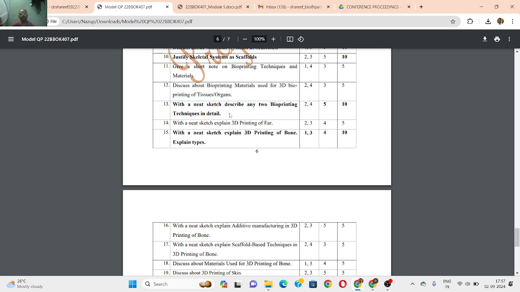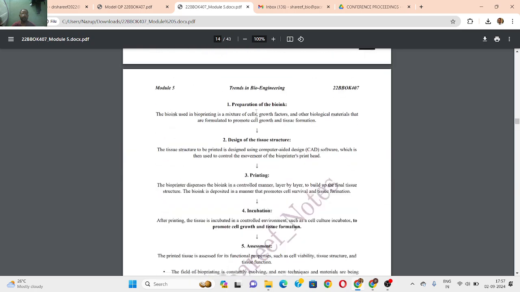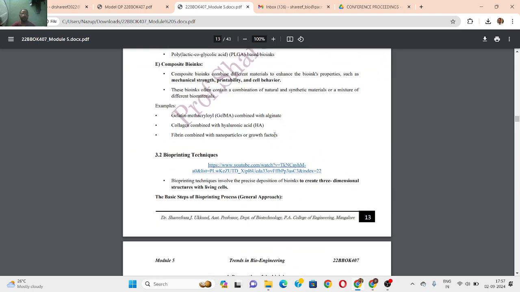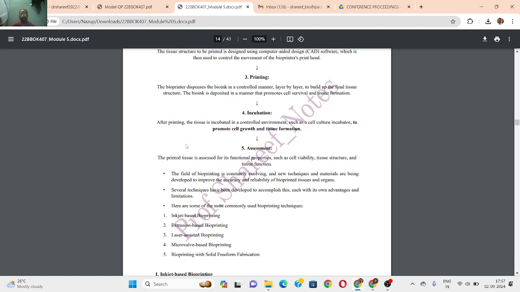The next question is, with a neat sketch, describe any 2 bioprinting techniques. There are a number of bioprinting techniques. Here it starts, bioprinting techniques. First we have the general basic approach. You have to write this because it carries 2 marks.